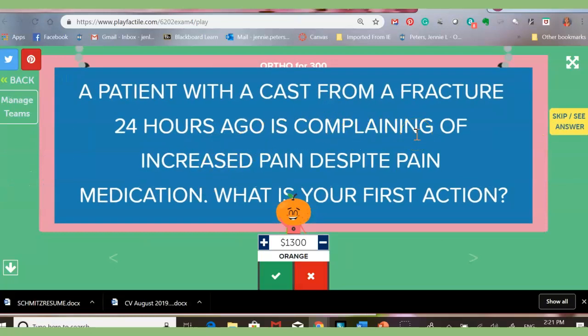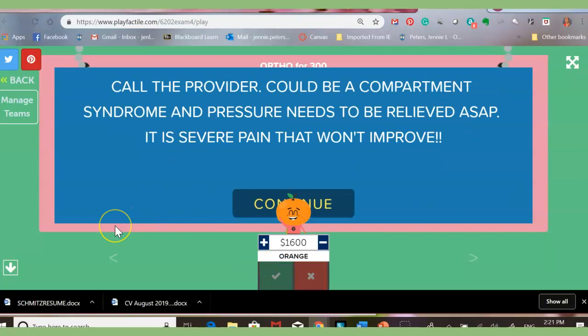So a patient with a cast from a fracture 24 hours ago is complaining of increased pain despite pain medication. What's your first action? That's going to be to call the provider, because you're thinking first off in your mind, this could be a compartment syndrome. So never second guess yourself thinking, oh, I don't know if I should call the doctor. Maybe he's just not getting enough pain medication. It's better to be on the safe side than sorry, because the last thing you want is a patient to have compartment syndrome. Usually these patients just are in severe pain that won't improve.